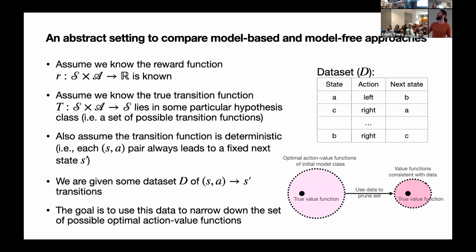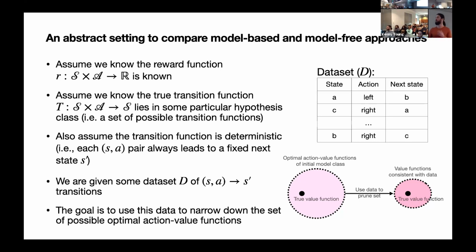We're assuming the transition function belongs to some known hypothesis class and the reward function is known. Now we assume the agent gets a data set of state-action to next-state transitions, and we want to use this data set to prune down the set of possible optimal action value functions. The initial set of possible optimal action value functions is just the optimal action value functions of the initial model class. Remember, the agent assumes the transition function belongs to some class, so for each transition function in the class, there's some optimal action value function that you can in principle compute, given that you know that's the transition function and you know the reward.